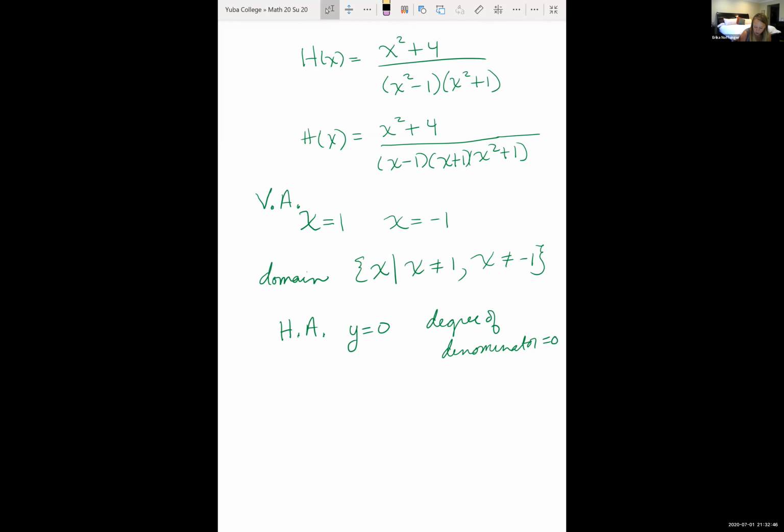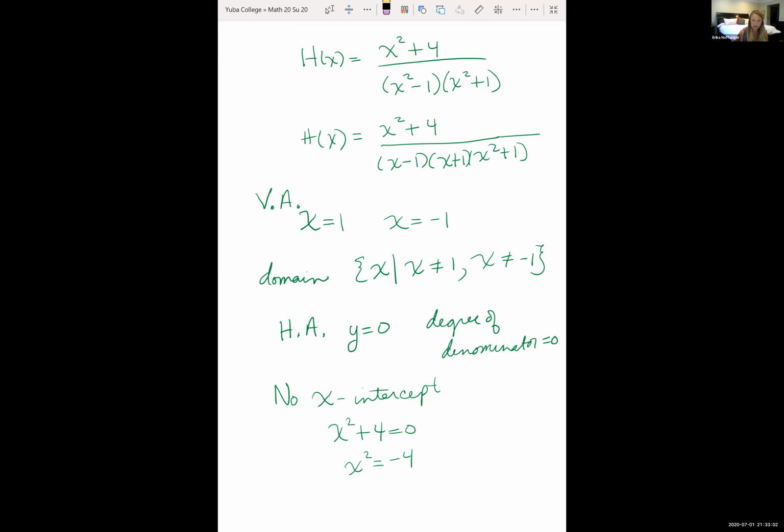There's no x-intercept. And you can see that by if you set your numerator equal to 0, x squared plus 4 equal to 0, and we solve, well, first of all, it doesn't factor.